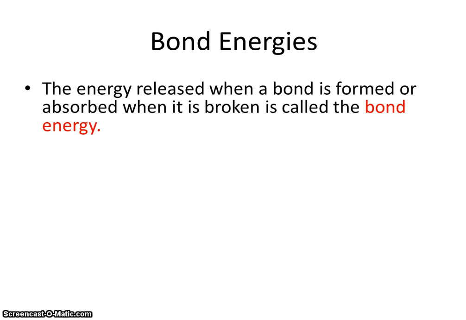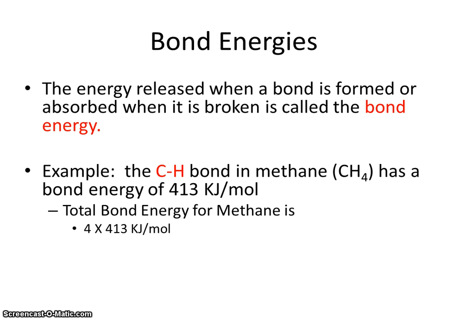Bond energy is simply the value of energy, generally measured in kilojoules per mole, for breaking or forming a bond. An example: the carbon-hydrogen bond in methane has a bond energy of 413 kilojoules per mole. There are charts in your textbook that provide this data. Of course, in methane there are 4 C-H bonds, so it would take 4 times that amount of energy to completely break the bonds in 1 mole of methane.